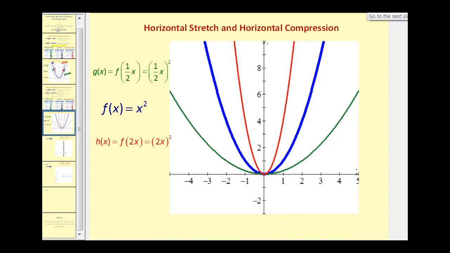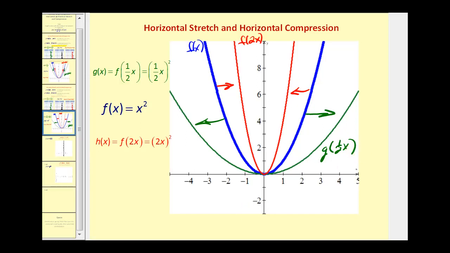If we take a look at these three graphs, again, we have the original function in blue, and when b is equal to 2, we have a horizontal compression, so we're compressing it this way to obtain the red function f of 2x. And if we stretch the blue function horizontally, when b is equal to 1/2, we would have the green function.